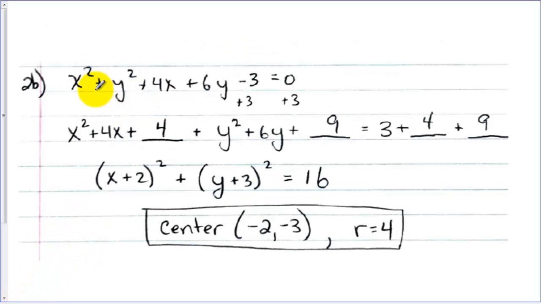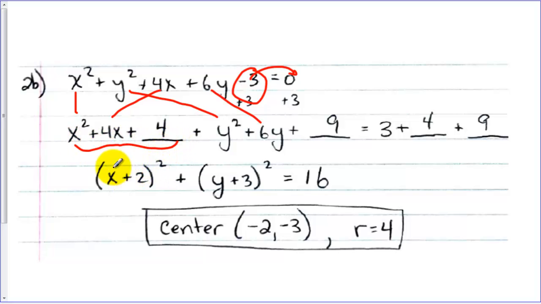Okay, another circle, so this is also a circle. Again, we want to group the x terms together, the y terms together, and take this constant to the other side. Since we have the 6y here and the 4x, we have to complete both squares. So here, half of that's 2 squared is 4, and 4. 3 squared, 9.